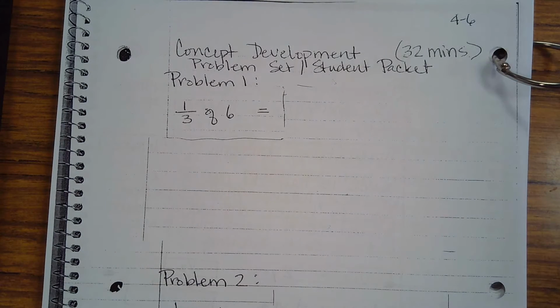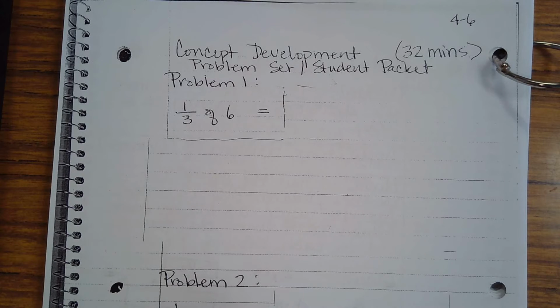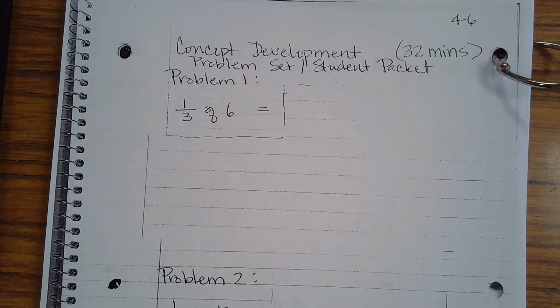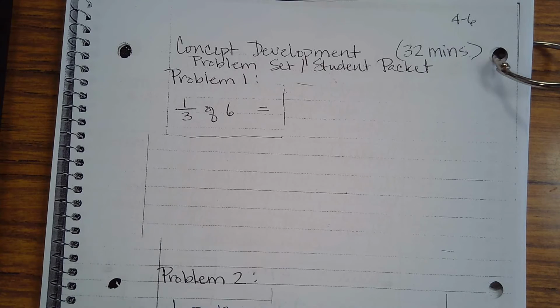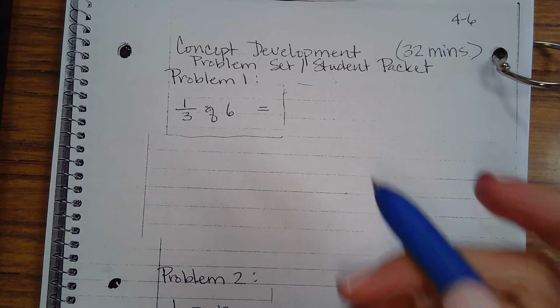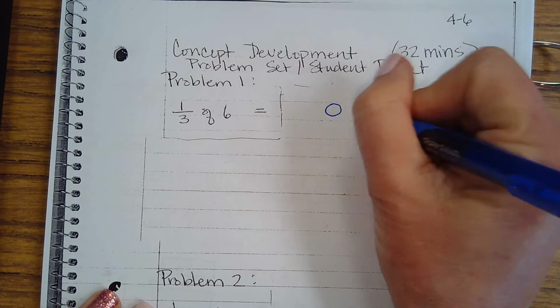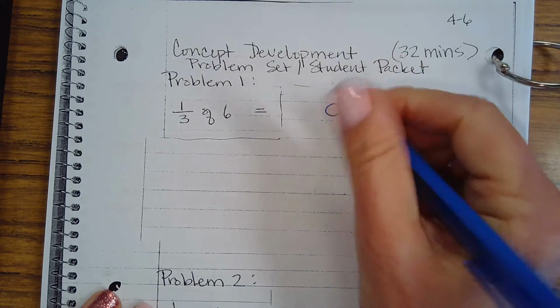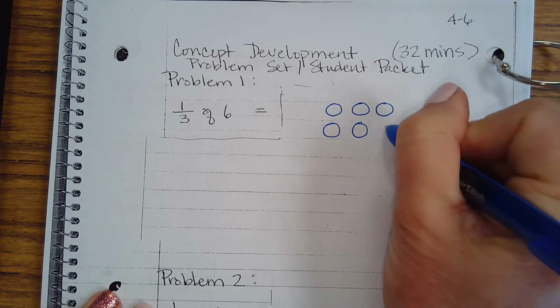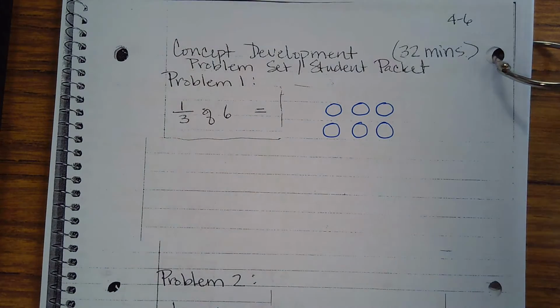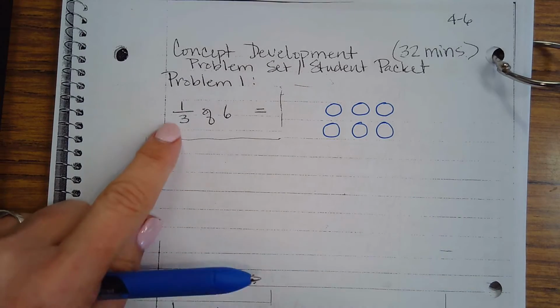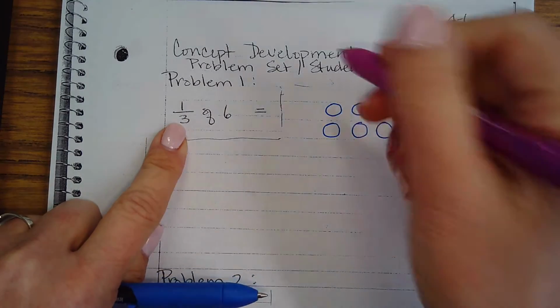So what we're going to start off with is we're going to go back to what we know about arrays. You learned about arrays in 3rd grade. Now, we're going to use counters, and we're just going to use those in the circle. So let's draw an array of 6. Now we're going to take that array and divide that array into thirds.